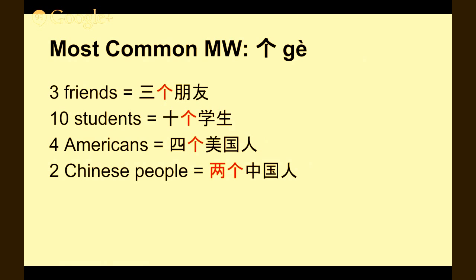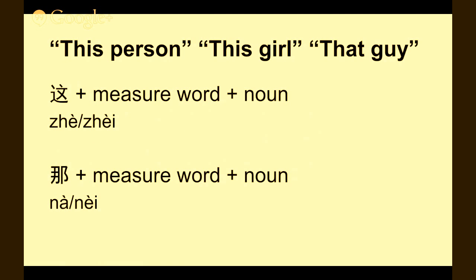All right. So this same concept of a measure word, for example 个, can also be used to say this person, this girl, that guy, things like that. So we use those same characters, 这 and 那. 这 and then the measure word and then the noun, or 那 and then the measure word and then the noun. When you put it together with a measure word, these characters have 2 different possible pronunciations. The word for this can be pronounced 这 or 这, and the word for that can be pronounced 那 or 那. Either one is acceptable.